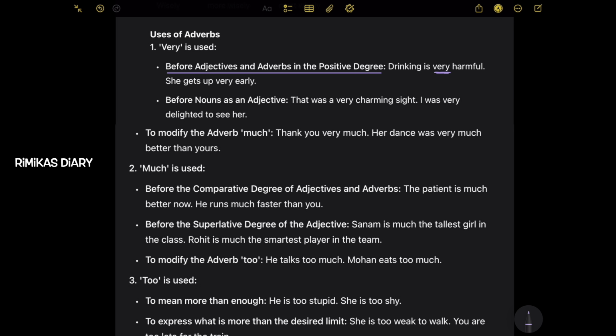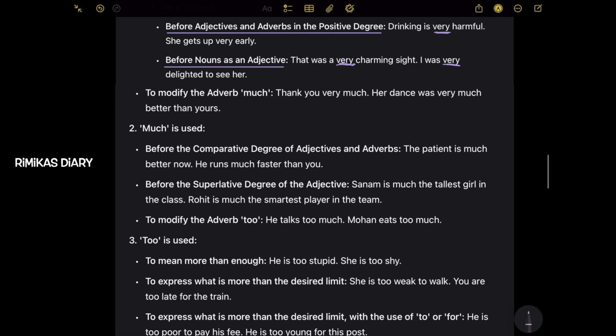So very came before the adjective, before nouns as an adjective. That was a very charming sight. I was very delighted to see her. To modify the adverb much: Thank you very much. Her dance was very much better than yours.